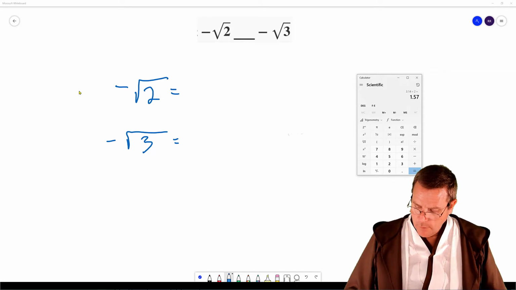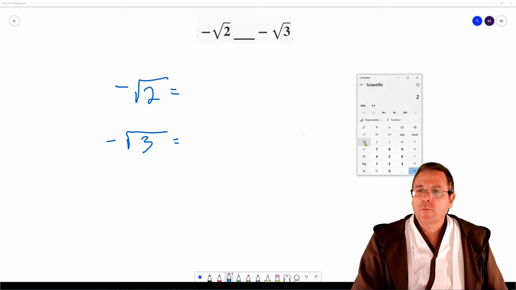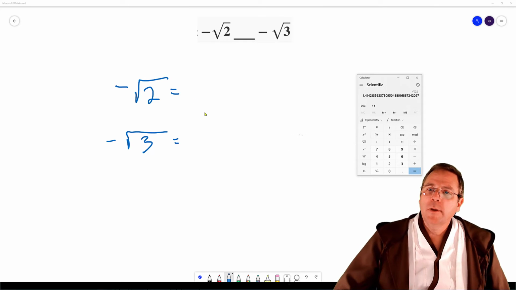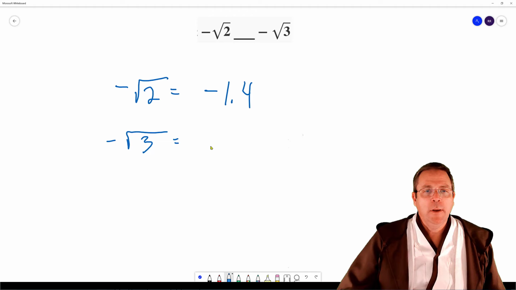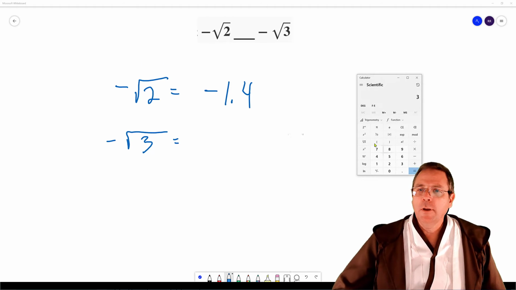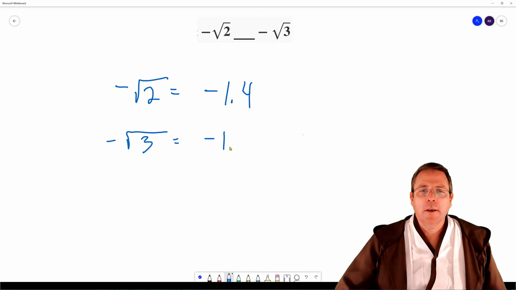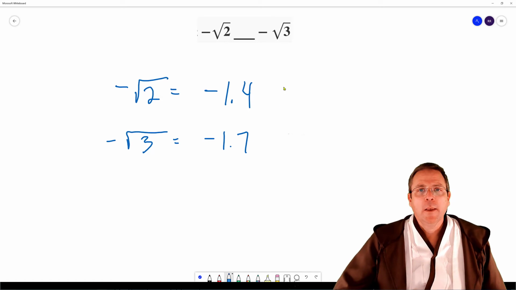But let's go ahead and look at this in math. So I'm going to take 2, hit the square root button, and that's going to be, rounded to the nearest tenth place, a negative 1.4. Meanwhile, the square root of 3, oh, I went the wrong way, is going to be, rounded to the nearest tenth place, a negative 1.7.